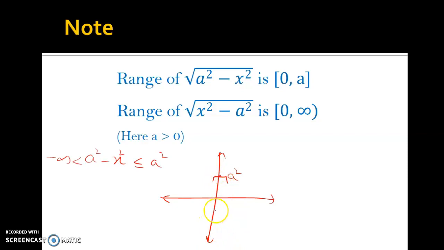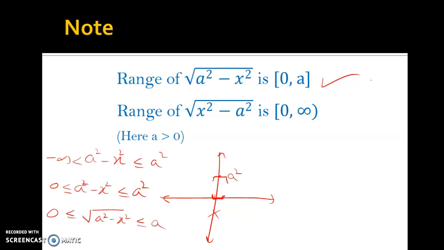But to take the square root, we will have to discard negative numbers. So we start over from 0 only. Therefore, discarding negative numbers, we get 0 less than or equal to a square minus x square less than or equal to a square, and on taking the square root we get, therefore, the range of square root of a square minus x square is from 0 to a.